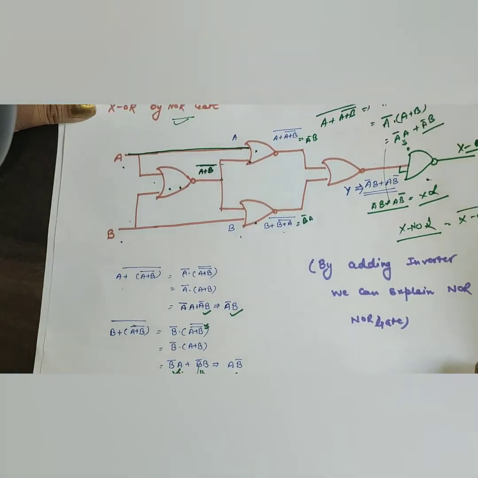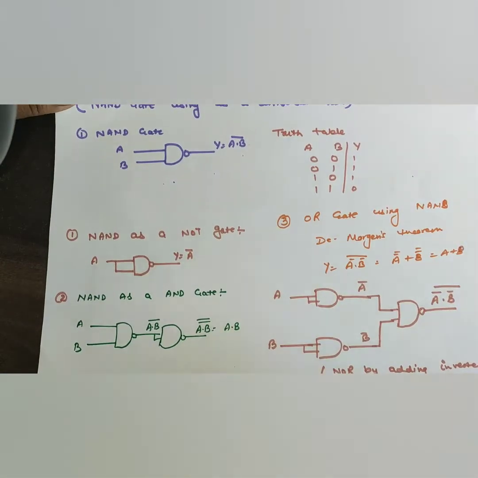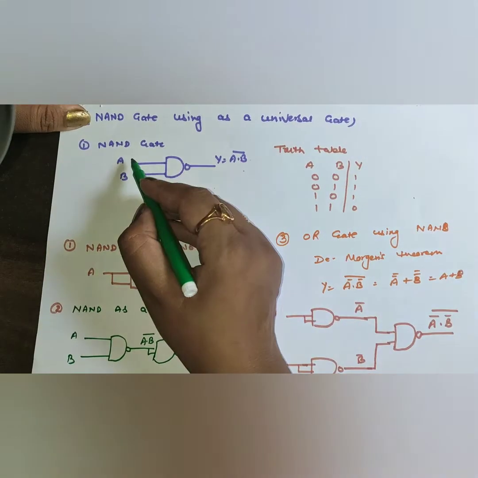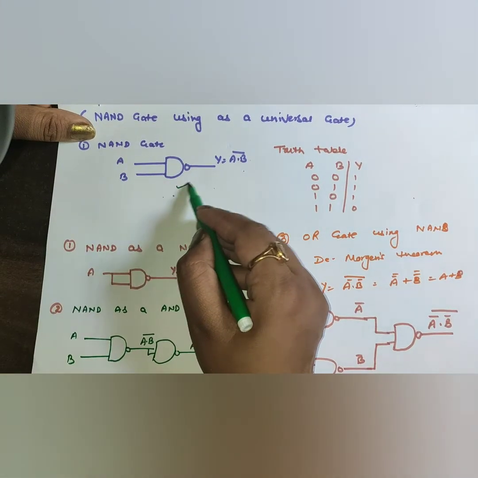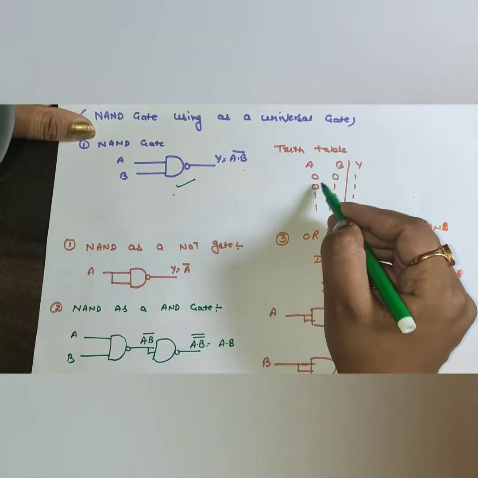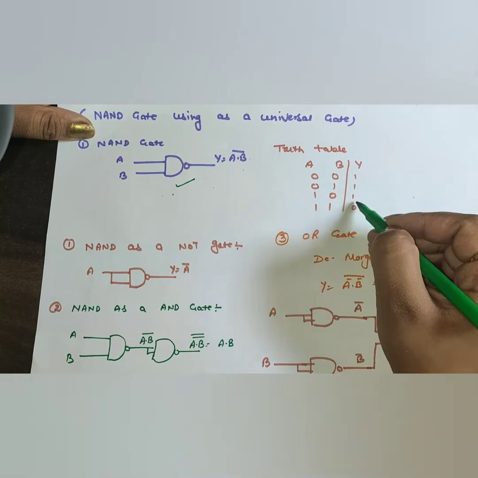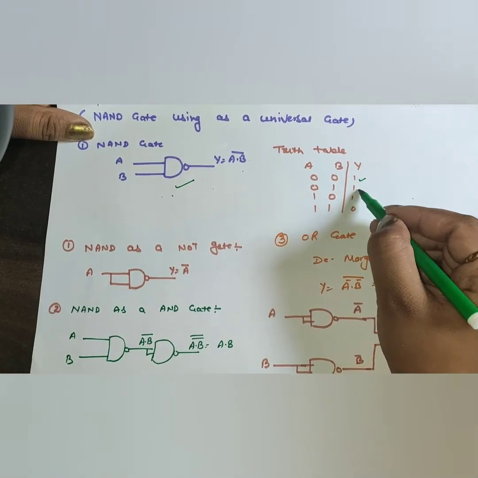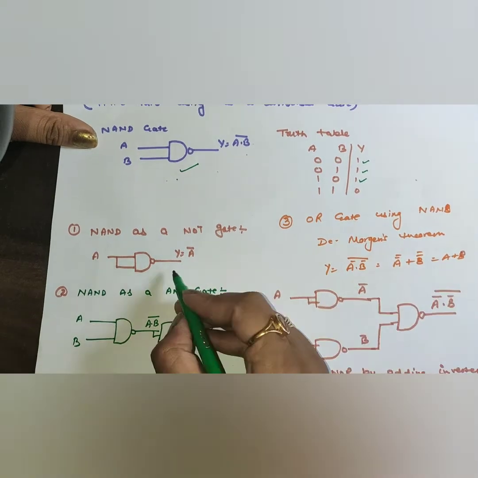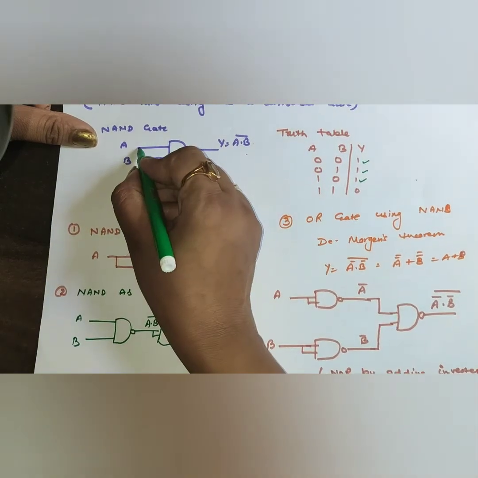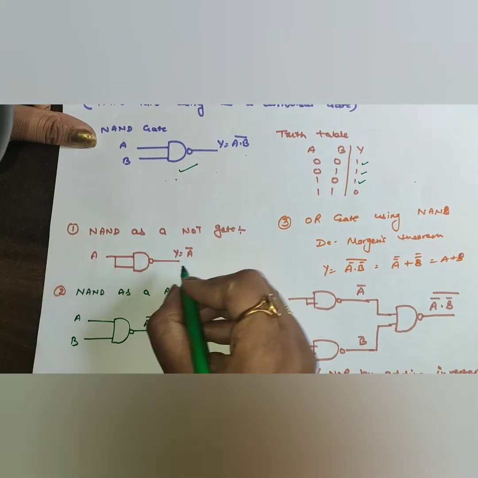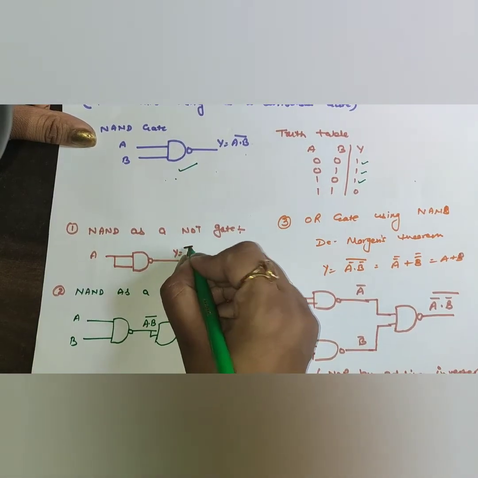Now we will talk about the NAND gate used as a universal gate. This is the symbol of the NAND gate, which is an inversion of the AND gate. For inputs A B 00, 01, 10, 11, the output is 1 if any input is 0. Now, the NAND gate as a NOT gate: a NOT gate is an inversion of the input, so we simply short the input, and Y will be A bar.